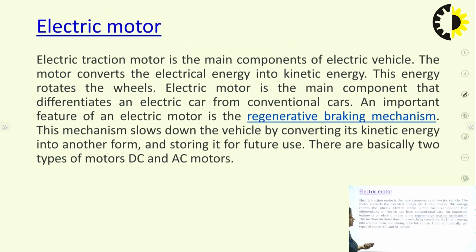An electric motor is a main part of the vehicle. Later we will discuss what kind of motor we will use in the electric vehicle, what the features are, and why we use them, and what the importance of these motors is, right? So basically the BLDC, the switch reluctance motor, the permanent magnet synchronous motor, and the induction motor are still used in electric vehicles. Some of the companies are using the induction motor also.